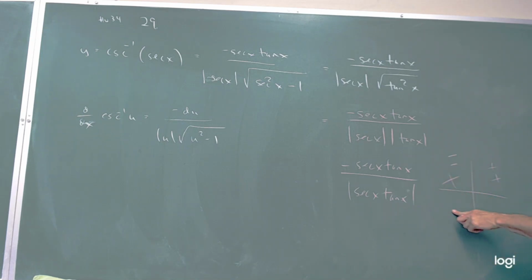In quadrant 3, secant is negative, but tangent is positive. So I think that's going to goof us up. And in quadrant 4, tangent is negative, but secant is positive. So whatever we get has to... I'm trying to think if we can cancel anything there.